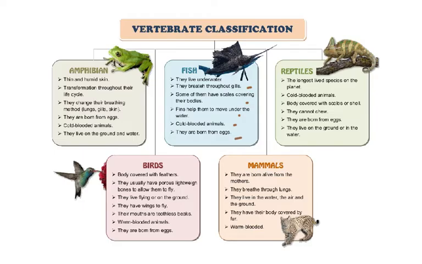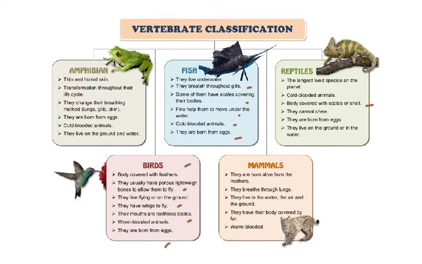Reptiles: the longest lived species on the planet, cold-blooded, body covered with scales or shell. They cannot chew, they are born from eggs, they live on the ground or in the water. Birds: covered with feathers. They usually have porous, lightweight bones to allow them to fly. They live flying or on the ground. They have wings to fly. Their mouths are toothless beaks. Warm-blooded animals, they are born from eggs.